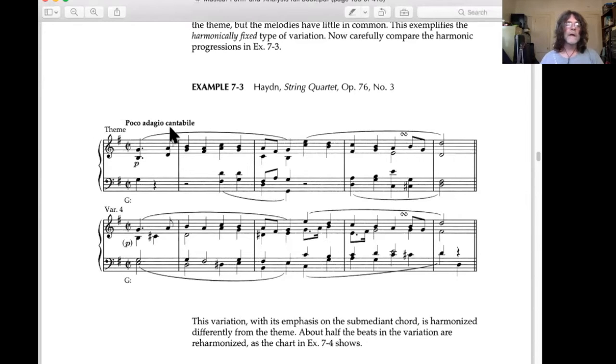Okay, so let's take a listen to this for a second here. This should be variation 4 right here.